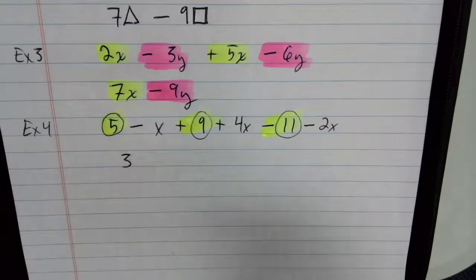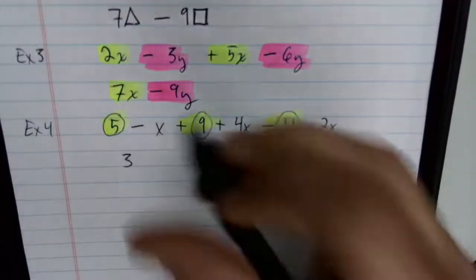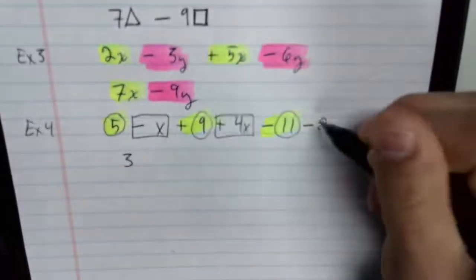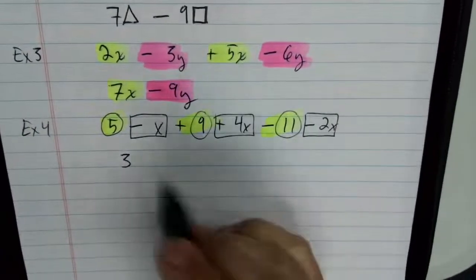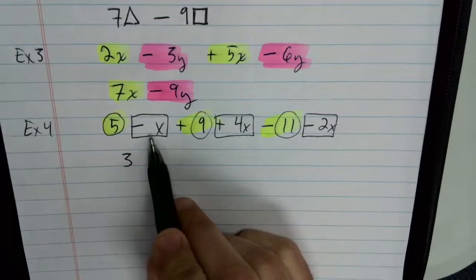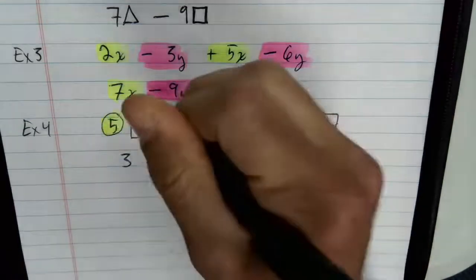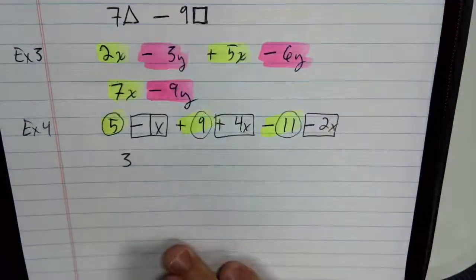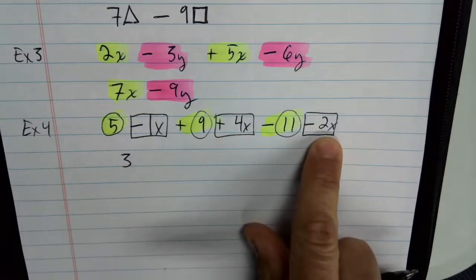So the next thing we could do, instead of putting a circle around the x's, I could put a square or a four-sided figure of some kind. Yes, because squares are shapes. So now I know that those are the ones I'm going to combine with each other. Okay? Negative x, which is the same thing as negative 1x, plus 4x. So what's that? Positive 3x, positive 3x, take away 2x.